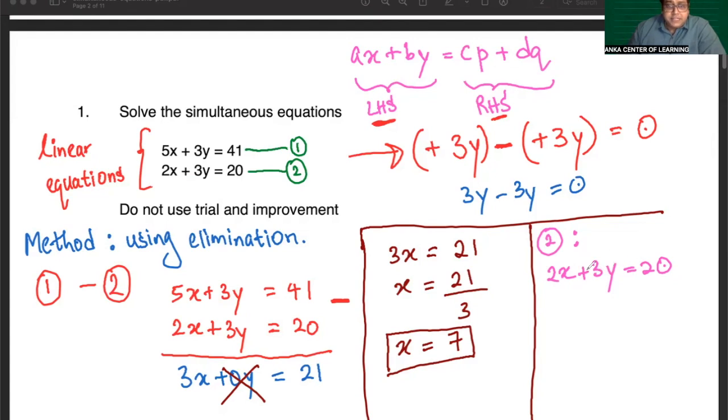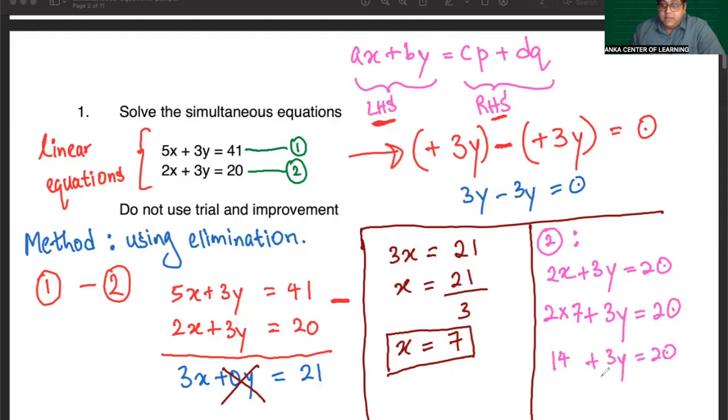So what we can do is substitute x equals 7. So that's 2 times, instead of x, we can now write the number 7. Let's write 2 multiplied by 7 plus 3y equals 20. We can evaluate what 2 times 7 is. That will be 14 plus 3y equals 20.